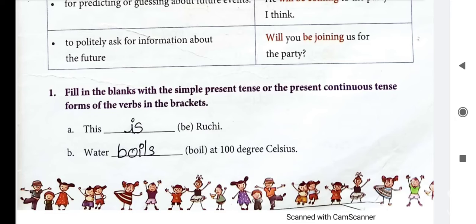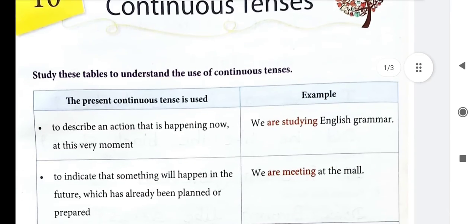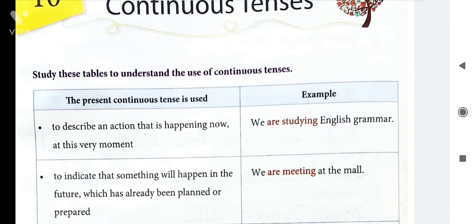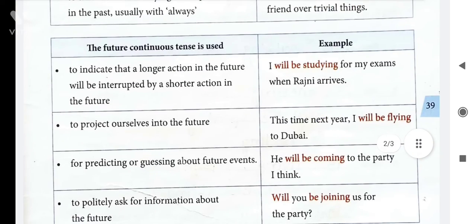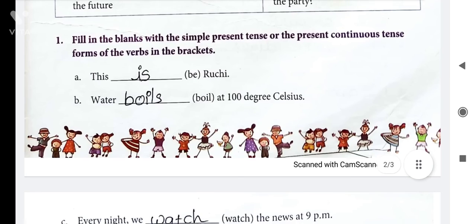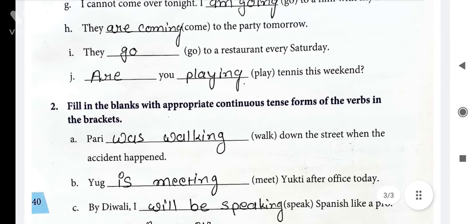Okay, so this was the table to understand the use of the continuous tenses. What are they? The present continuous tense, the past continuous tense, and the future continuous tense. And in this chapter we have a total of 2 exercises.